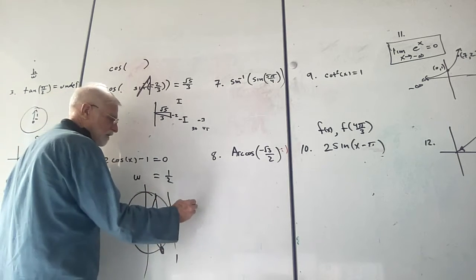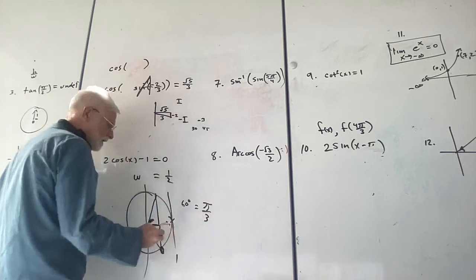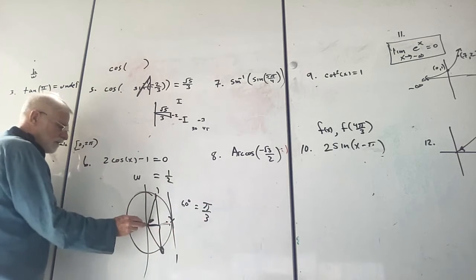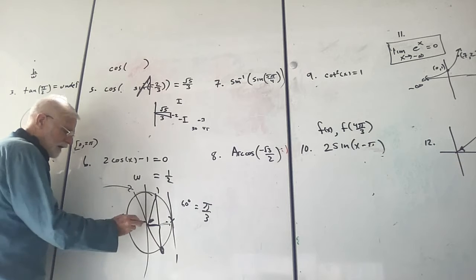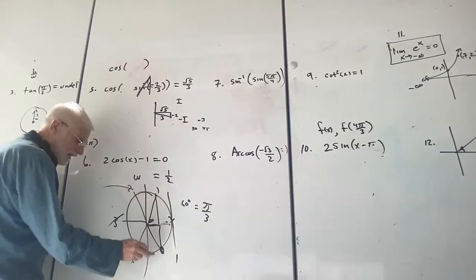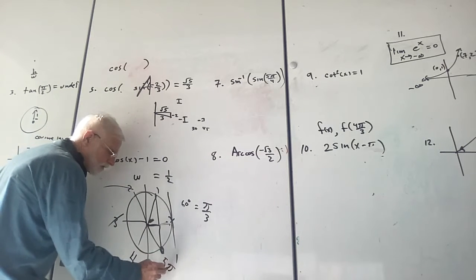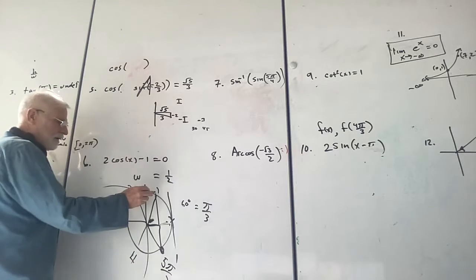60 degrees is the pi over 3s. So I want the first one. I don't want the second. I don't want the third. I don't want the fourth. I think I want the fifth. So 5 pi over 3 and pi over 3.